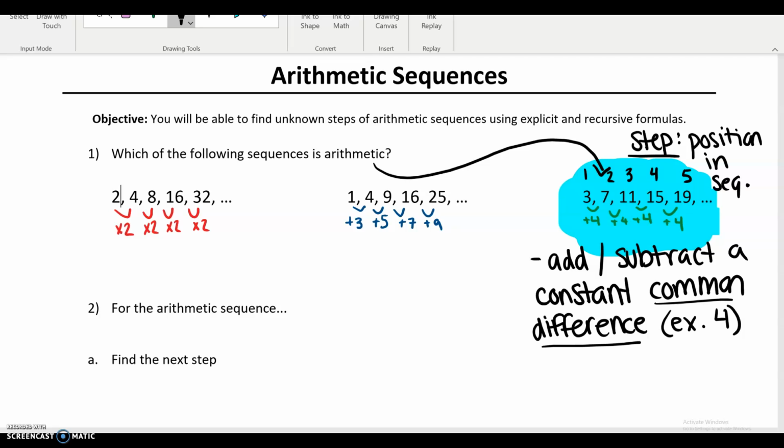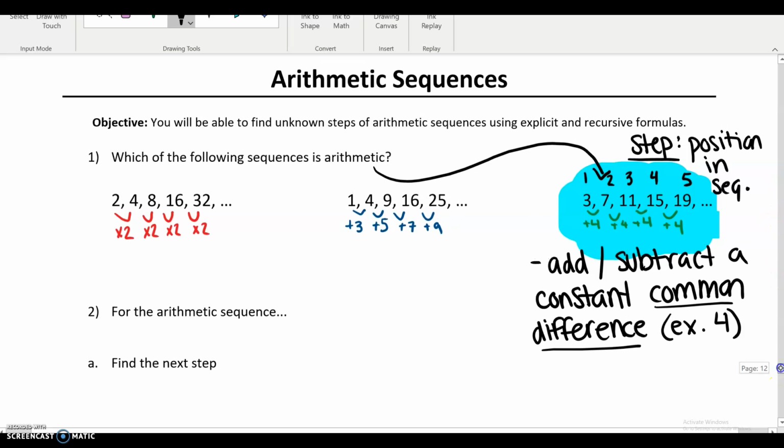Cool. So now that we know what an arithmetic sequence is, we will look at these other ones later, but not in this video. Let's just focus on the 3, 7, 11, 15, 19. And the first thing we're going to do is look at the pattern, and we can look at this and say, what is the next step? So I know in step 1, 2, 3, 4, 5, what I want to know is step 6.